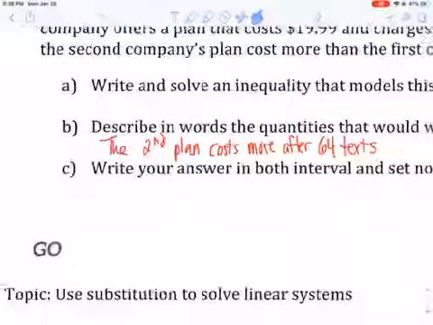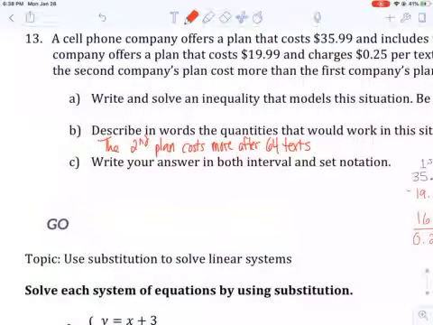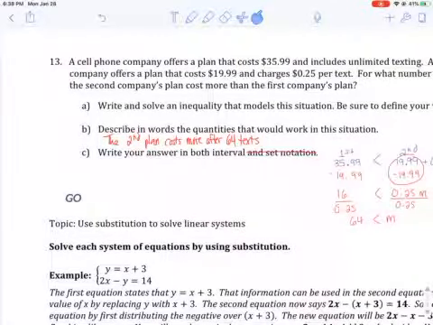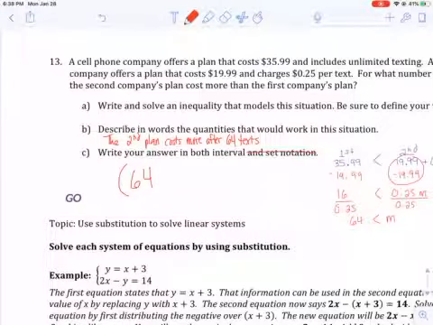Just write your answer in both interval and set notation. Now for our class, we're only requiring the interval. So what I'm going to do here is we're starting with 64, but we're not including it. Anything above it.